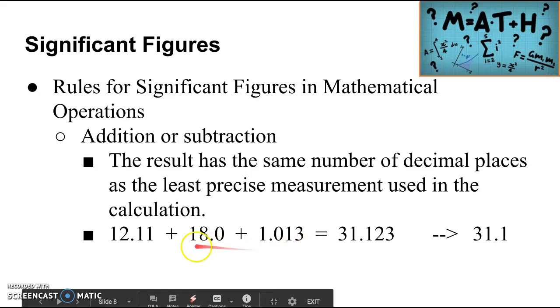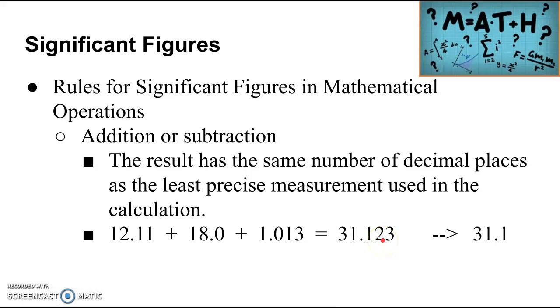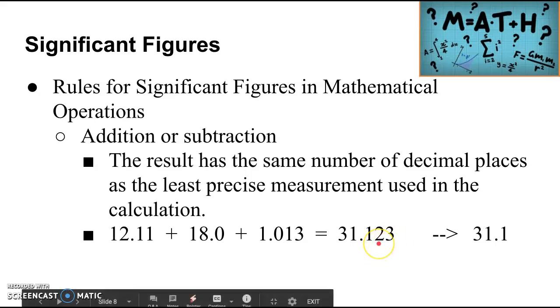Looking at these numbers here, 18.0 is the least precise measurement, as in it has the fewest number of decimal places. It only goes to a tenth. So that means we want to round off our answer to a tenth. We want to round it off at this place right here. You look at the next number to tell you if you round up or leave it alone. It's a 2, so less than 5, we're going to leave it alone, so it stays at 31.1. So that's our answer right there.